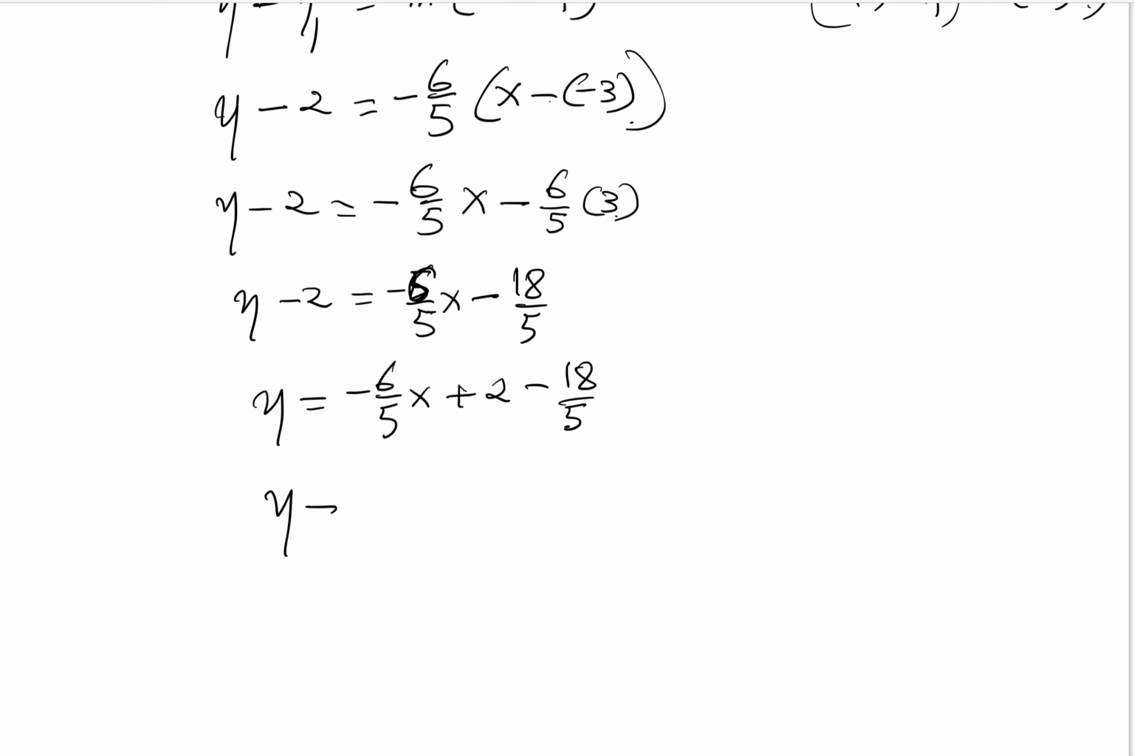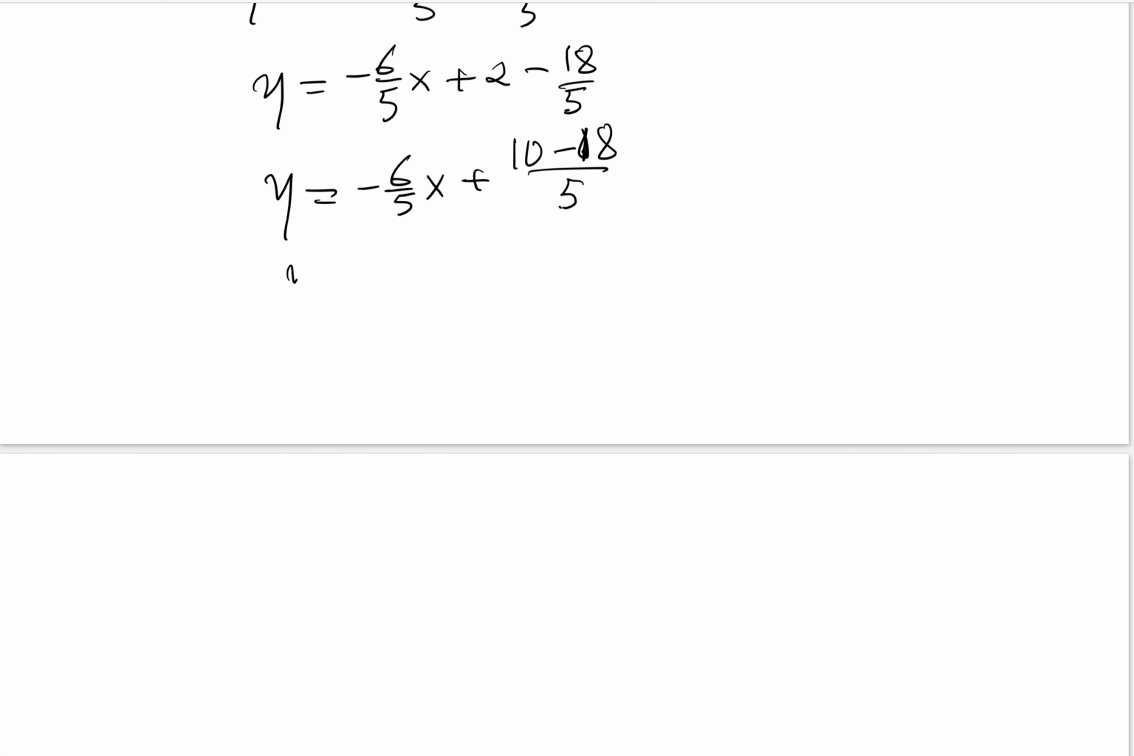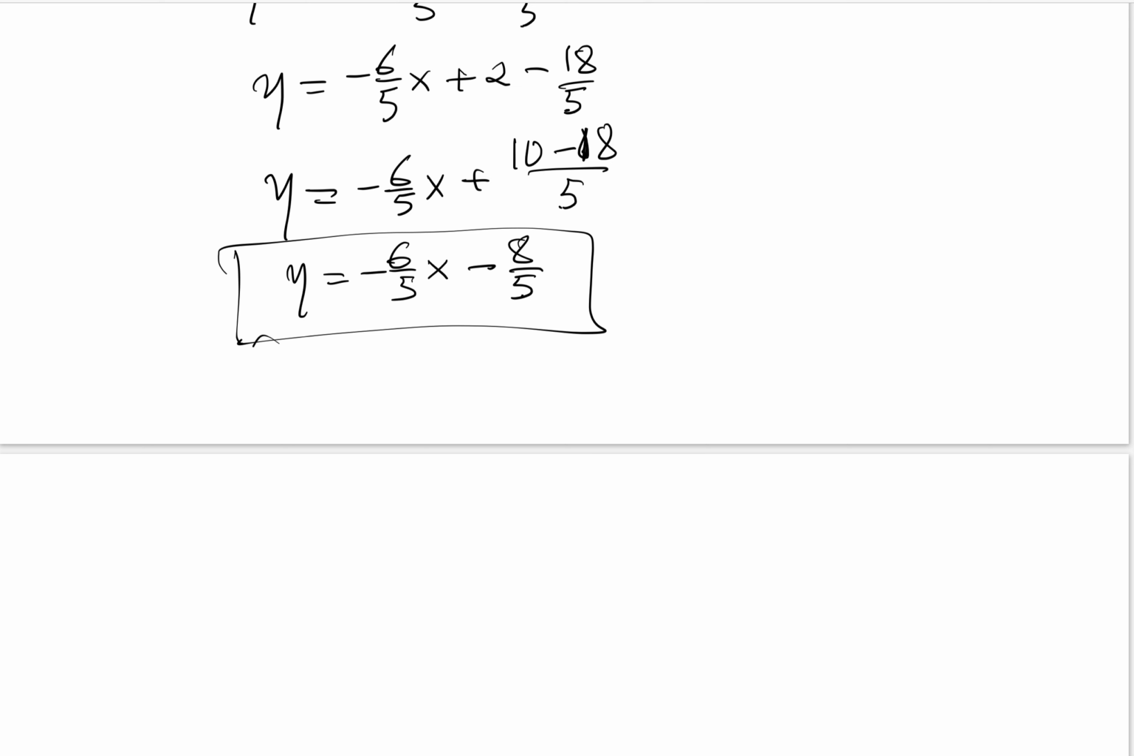Make sure you keep going, don't stop. Y is equal to -6 divided by 5 x, and then you can have plus 10 minus 18 divided by 5. And you will have y is equal to -6 divided by 5 x minus 8 divided by 5. And that's it. That's your equation. Let me know if you have any question. Okay? Good.